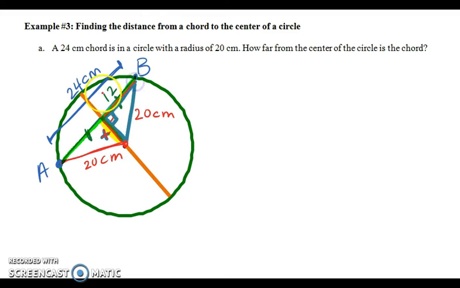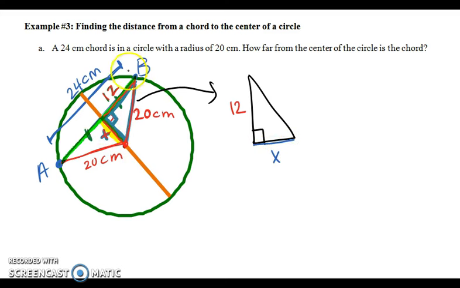We know that the height of the right triangle is 12, and we know the hypotenuse is formed by the radius, which is 20. So if I can just sketch this right triangle off to the side so this is easier to see, the height we said was 12, the base we said we don't know, which is representing the distance from the chord to the center of the circle, is X, and the hypotenuse is 20. So from here, we can use Pythagorean theorem to solve for X.